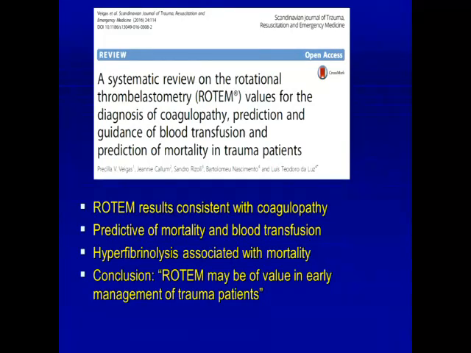If you look at the studies in trauma, demonstrating hyperfibrinolysis is consistently associated with an increase in mortality, and it's quite a significant increase in terms of the magnitude as well. And so they concluded that ROTEM can be useful in early management of these patients.